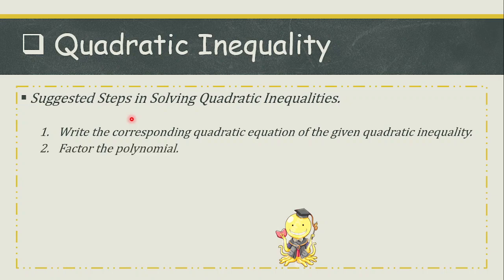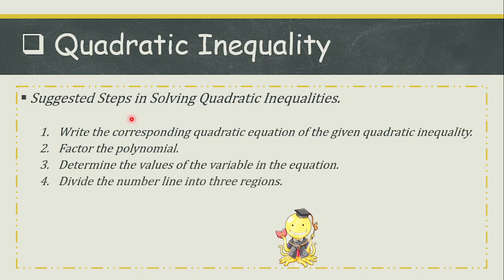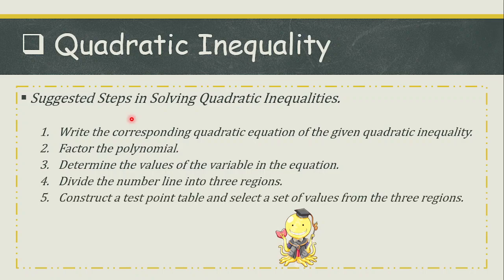Step 2, factor the polynomial. Step 3, determine the values of the variable in the equation. Step 4, divide the number line into 3 regions. Step 5, construct a test point table and select a set of values from the 3 regions.